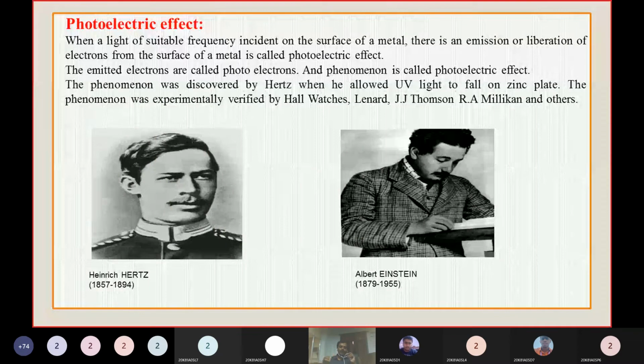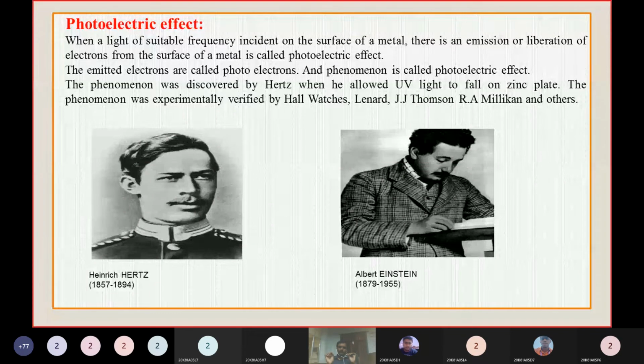Okay, I will revise again what we discussed yesterday. So, the photoelectric effect. What is the definition of the photoelectric effect? It means when light of suitable frequency is incident on the surface of a metal, there is an emission or liberation of electrons from the surface of the metal. This is called the photoelectric effect.